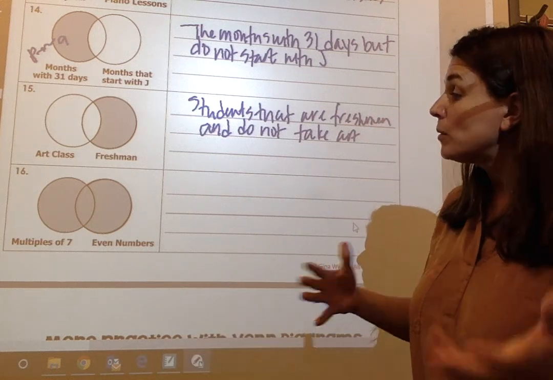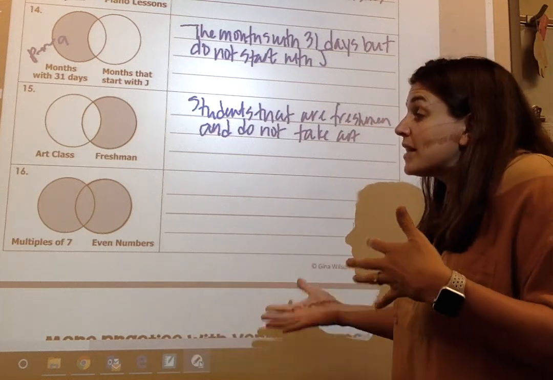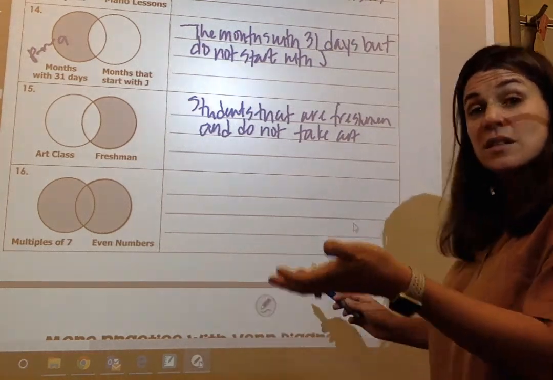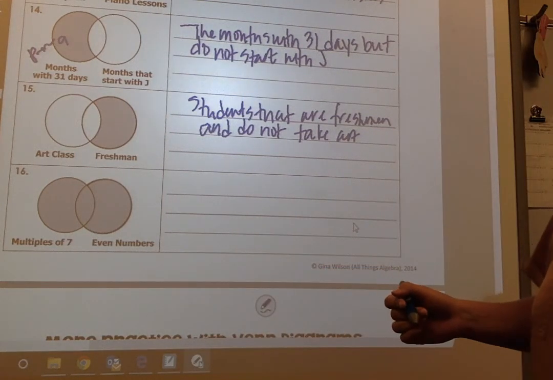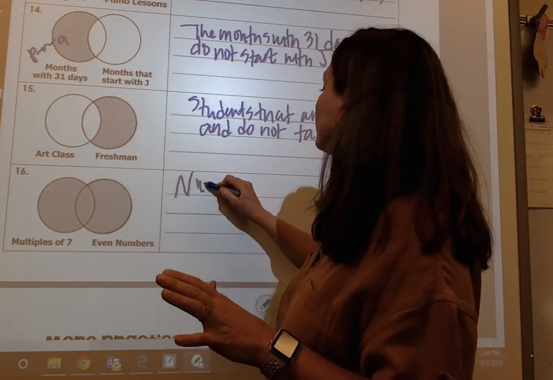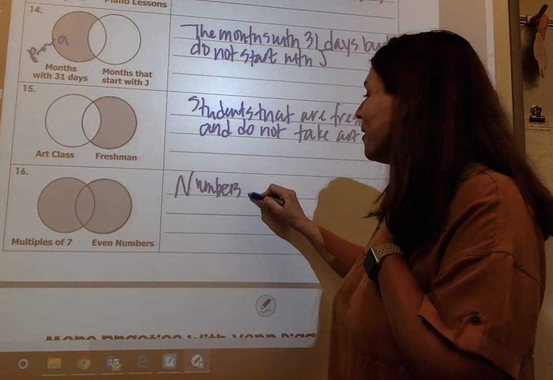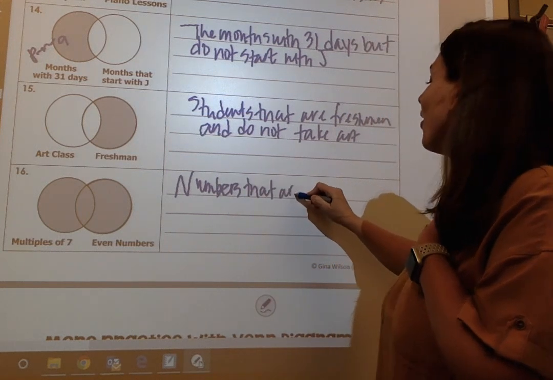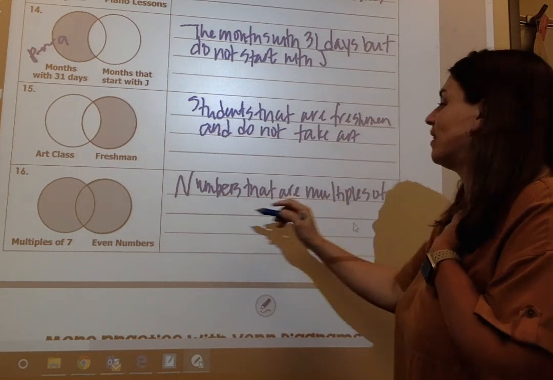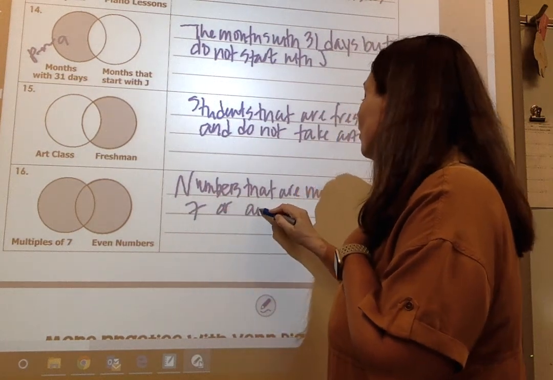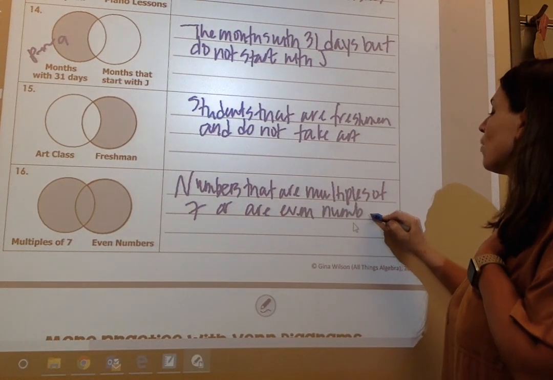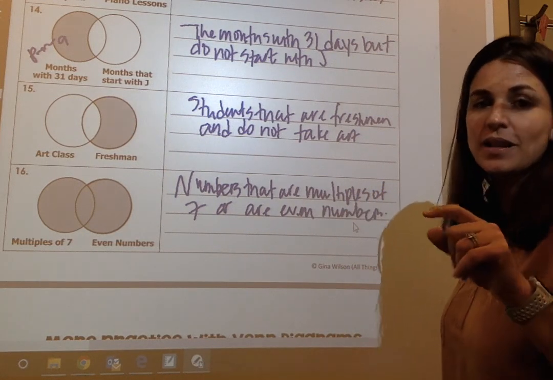All right, number 16 is an or statement. So multiples of 7 or are an even number. So, excuse me, this is a some statement. So I'm going to say some numbers, or I can say numbers that are multiples of 7 or are even numbers. So that's my big or statement. All right, I'm going to stop this video here.